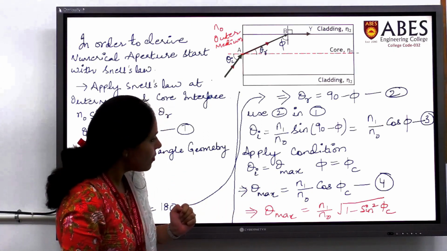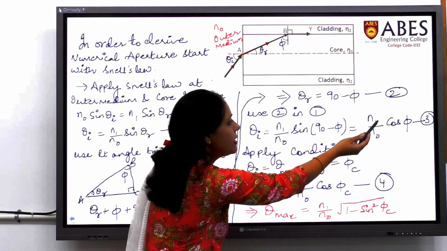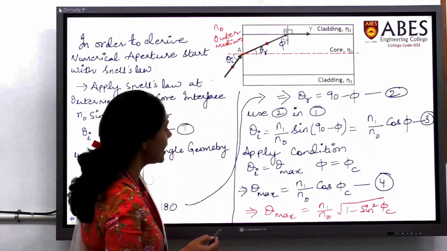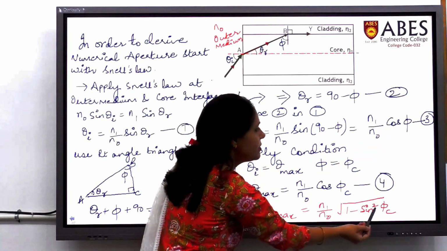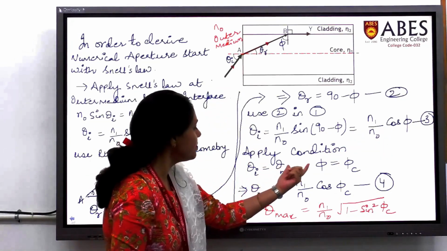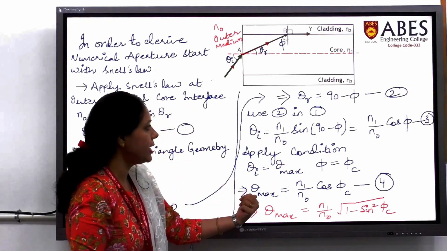We can easily find cos phi in terms of equation number 3. Instead of cos phi c, we can write it as the square root of 1 minus sine square phi c. We are just putting in the values. What we are doing: theta I, we have written as theta max.